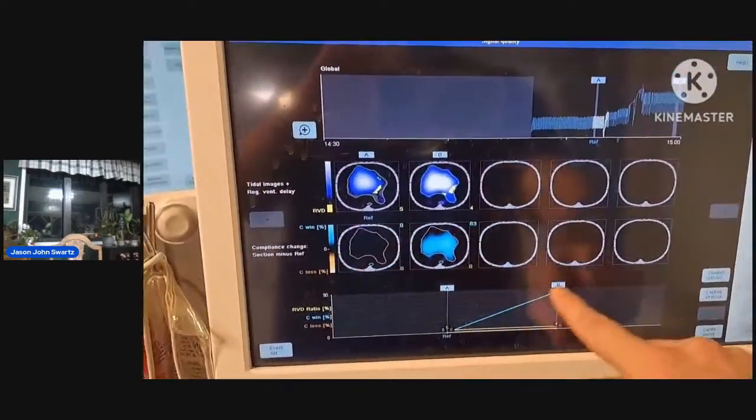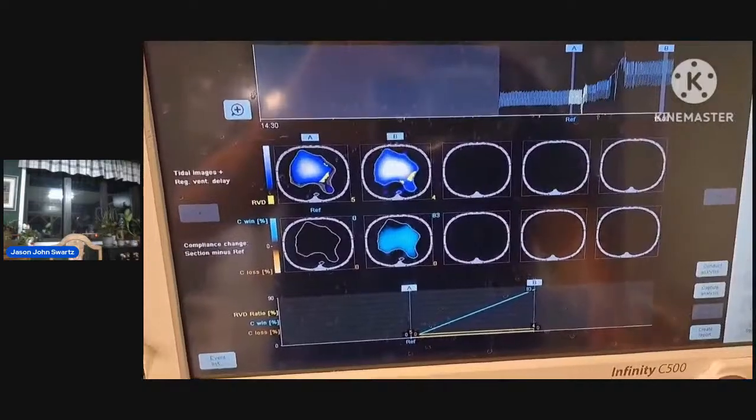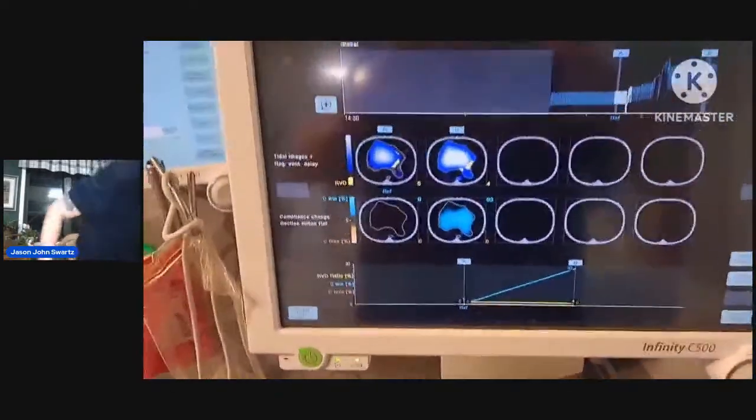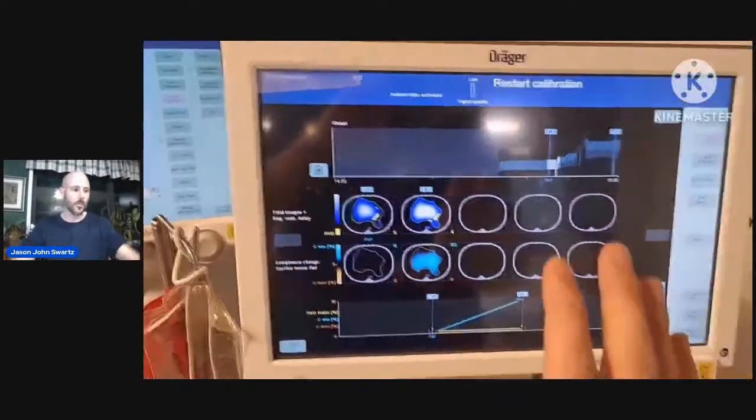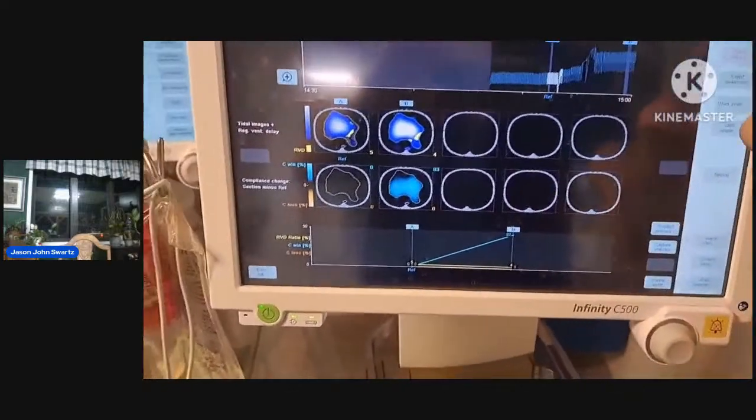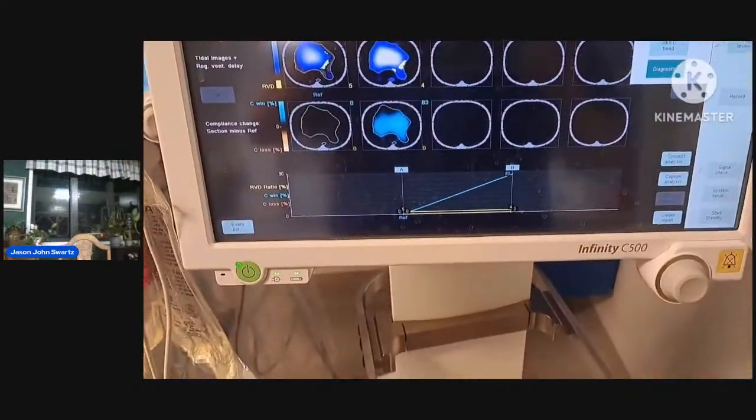Yeah, so obviously the compliance is way better in APRV. So we're doing this to pretty much justify it step by step. We know compliance, we know distribution, and press pause so we get some more information for you.